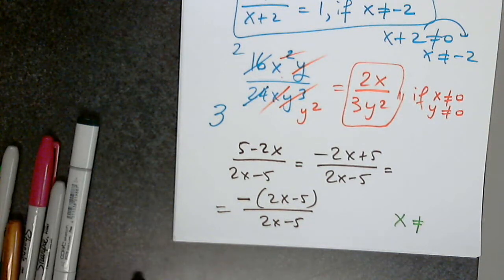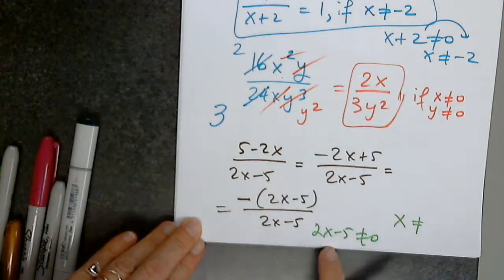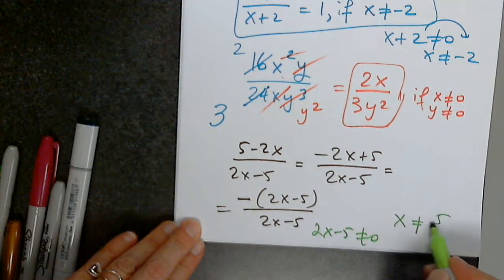So what will be the restriction on x? What is the value of x that I can never have in this problem? No, because 2 times 0 minus 5 is -5. Yes, 5 over 2. So I have to write 2x minus 5 not equals 0, move 5 and divide by 2.